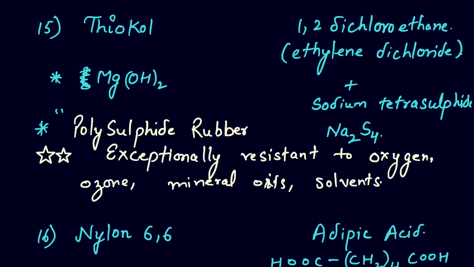Now our next polymer is thiokol. Its monomers are 1,2-dichloroethane or ethylene dichloride and sodium tetrasulfide. We can also use magnesium hydroxide in this reaction. This is basically known as polysulfide rubber, and it is exceptionally resistant to oxygen, ozone, mineral oils and solvents.